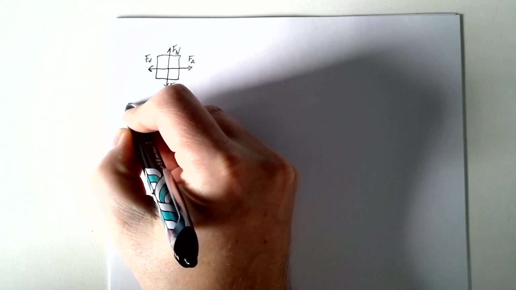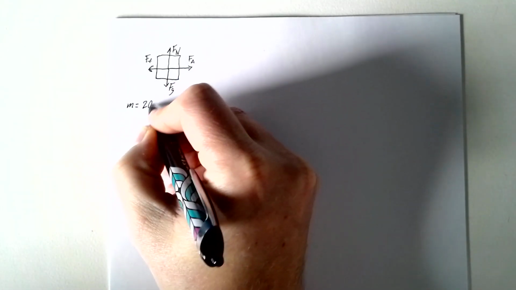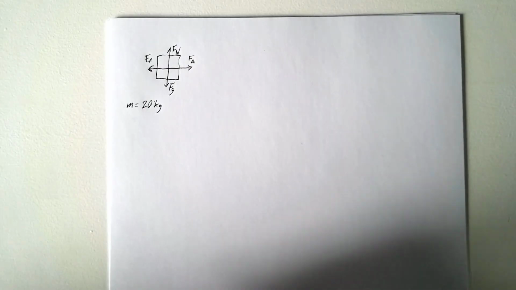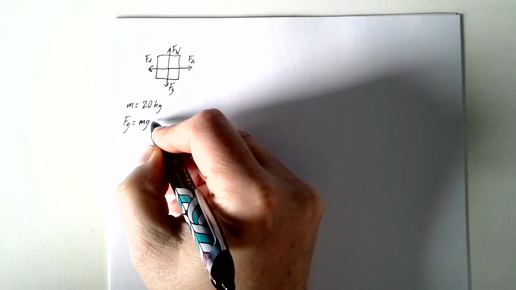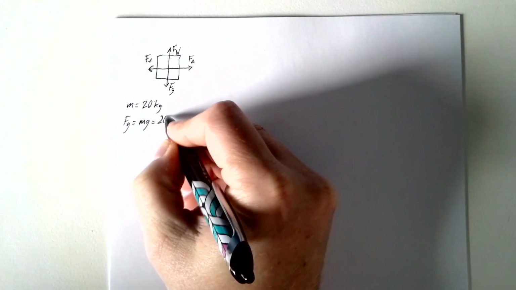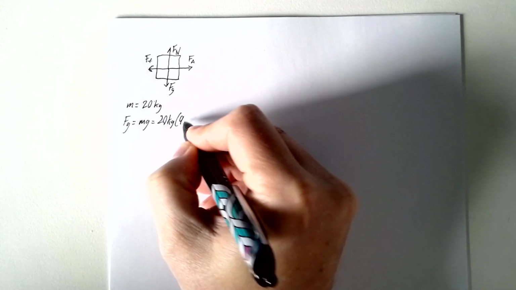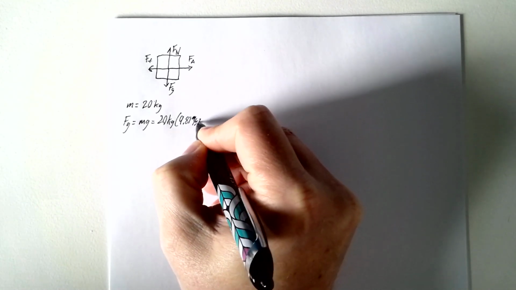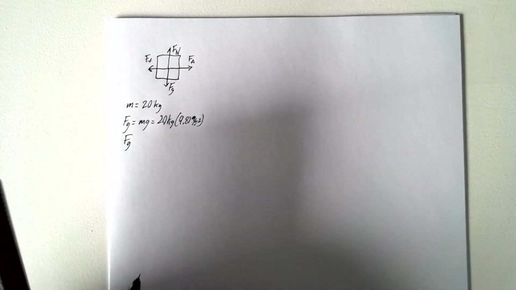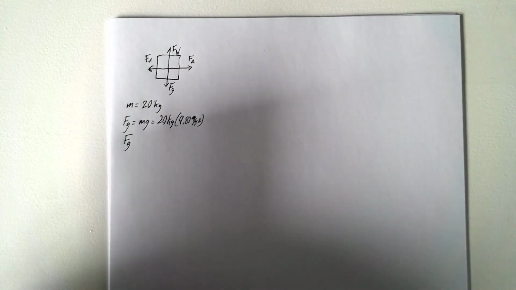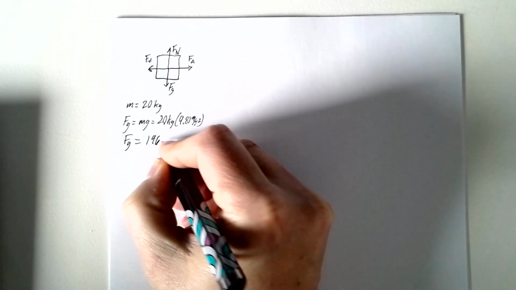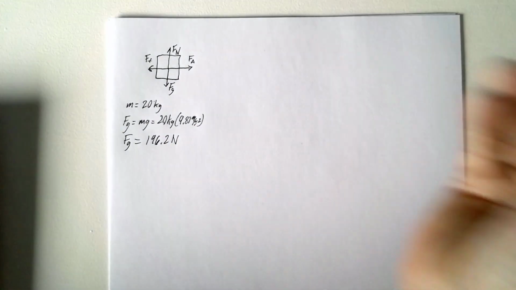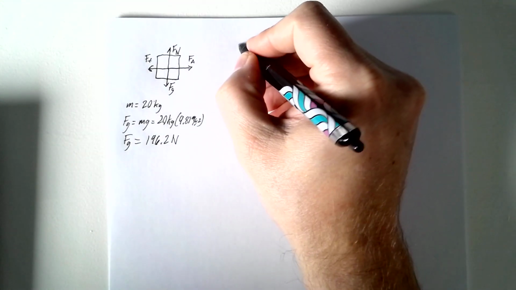So let's make some givens. We'll say the mass is 20 kilograms, which gives us an Fg of m times g, which is 20 kilograms times 9.81 meters per second squared. So our Fg for this problem is 196.2 newtons.